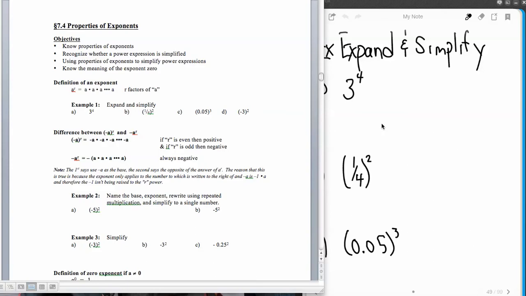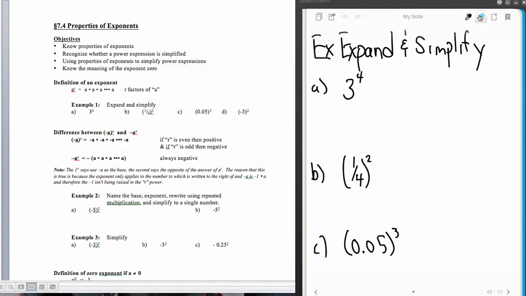We're going to recognize whether a power expression is simplified or not, use properties of exponents to simplify a power expression, and know the meaning of a zero exponent. First, we're going to review our definition of an exponent. Remember that a to the rth power means a times a times a, and so on: r factors of a, or a times itself r times. So we're going to expand and simplify each of the following.